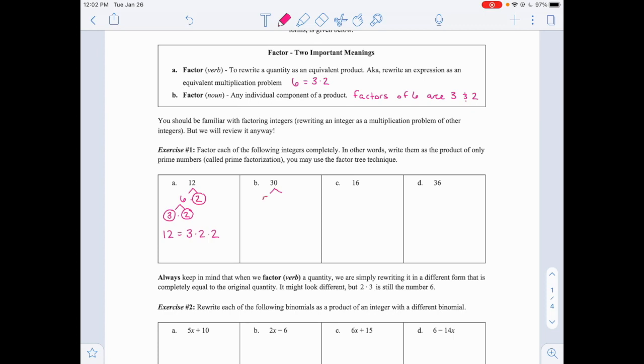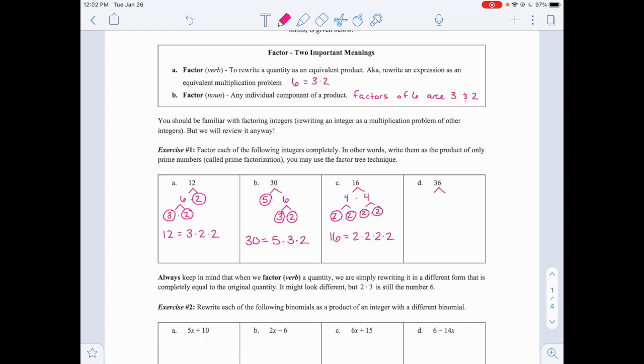So for 30, we can go 5 and 6, you can go 3 and 10, 2 and 15, and you will still end up at the same answer. 5 is prime, 6 is not. 3 and 2 are both prime, so 30's prime factorization is some combination of 5 times 3 times 2. For 16, I'm going to go 4 and 4. Those are not prime, so I can break them down further. 2 is prime. So 16 is 2 times 2 times 2 times 2.